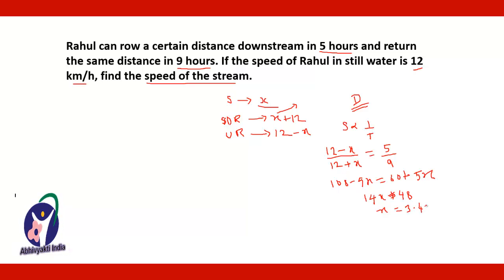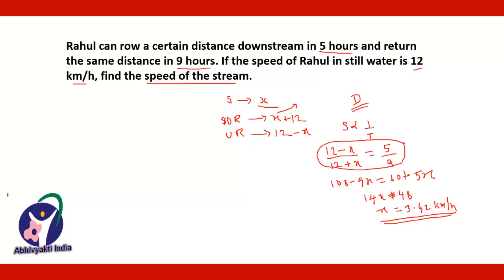3.42 kilometer per hour, and therefore the speed of the stream is 3.42 kilometer per hour. It's very simple, friends, that you have to just take the inverse ratio of speed and time because the distances are same, and solve the linear equation in one variable to get the value of x.